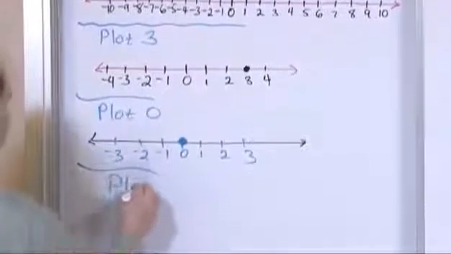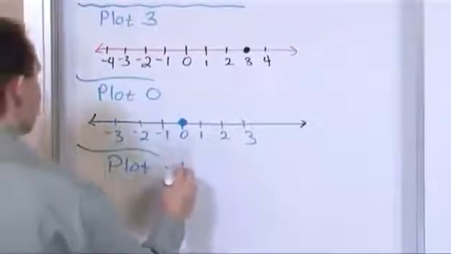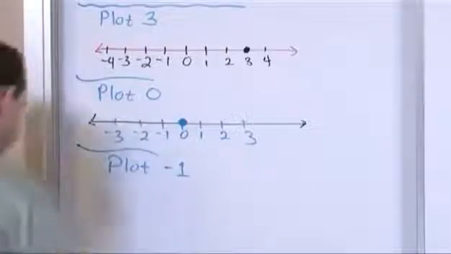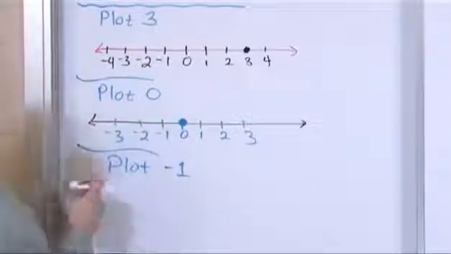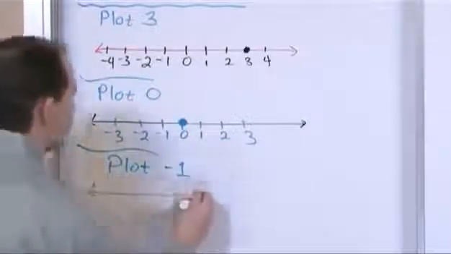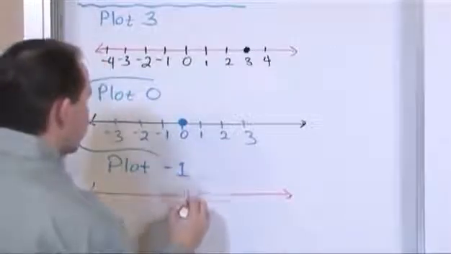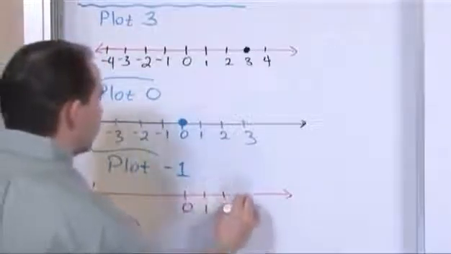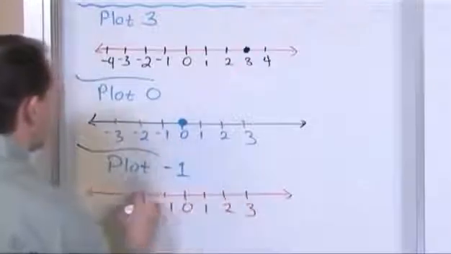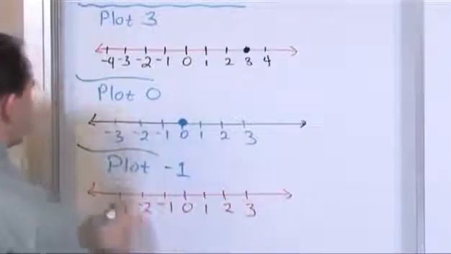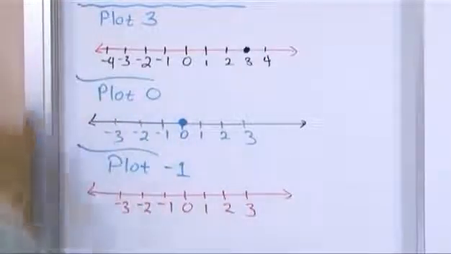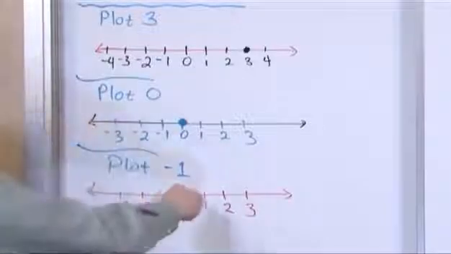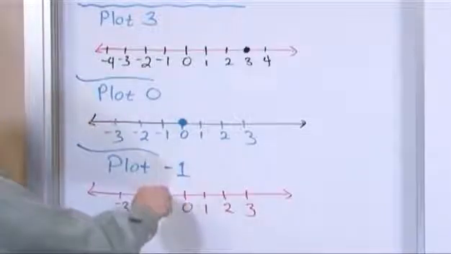Let's plot the number -1. I think you might see where we're going here. I'm just giving you some practice. So this is 0, 1, 2, 3, -1, -2, -3, goes on and on forever. And the point -1 is right where you think it is, right here.